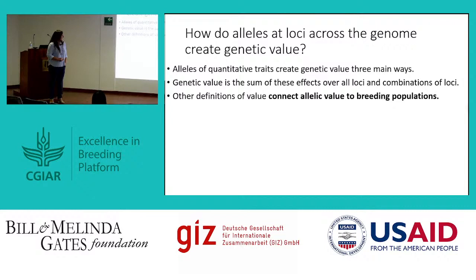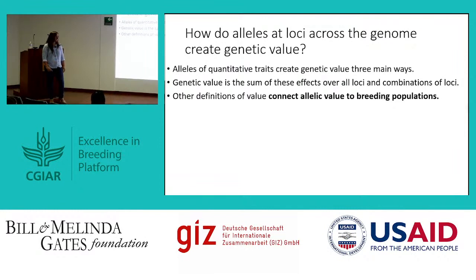So alleles of quantitative traits are going to create genetic value in three main ways from our perspective. To get a genetic value, in theory, you could just add up the effects of every locus in the genome and all of their combinations to get the value of that individual. So that's genetic value.